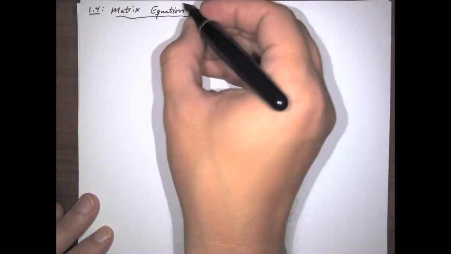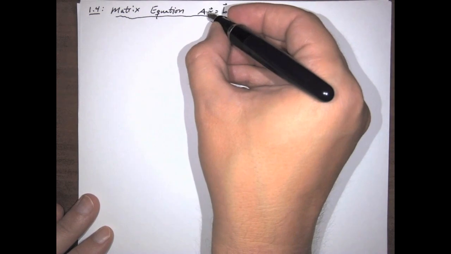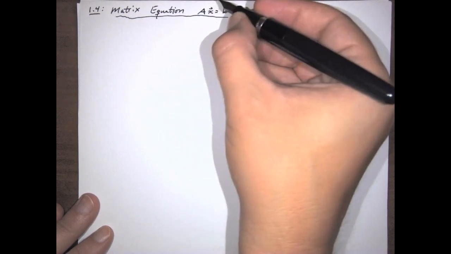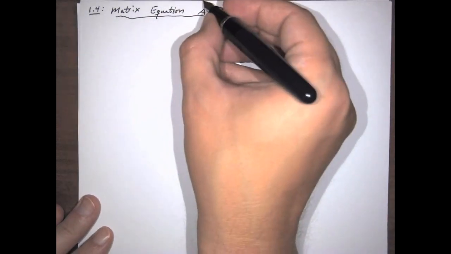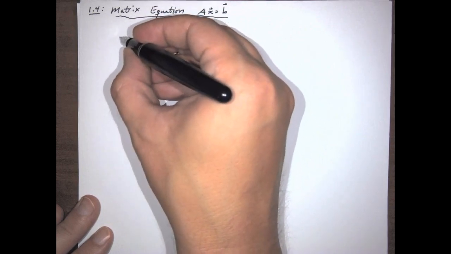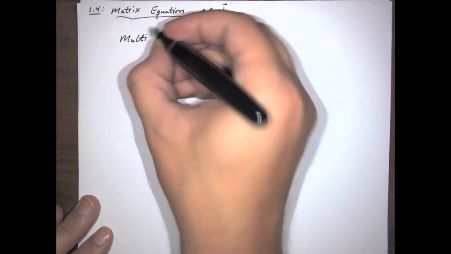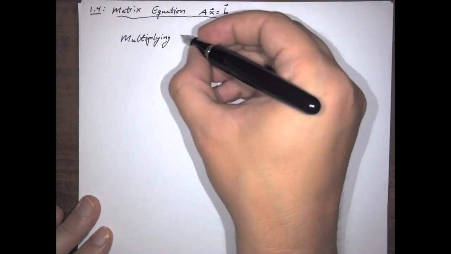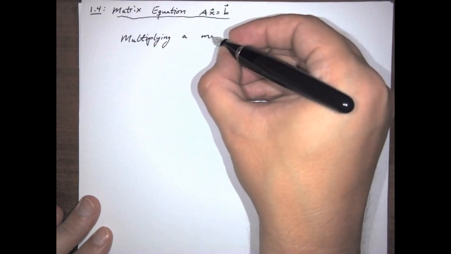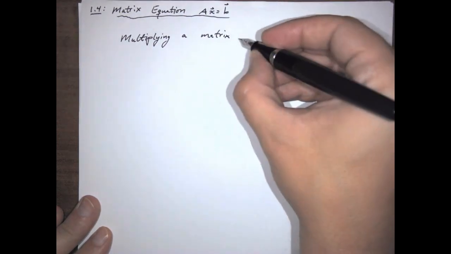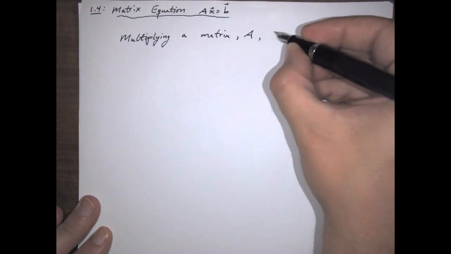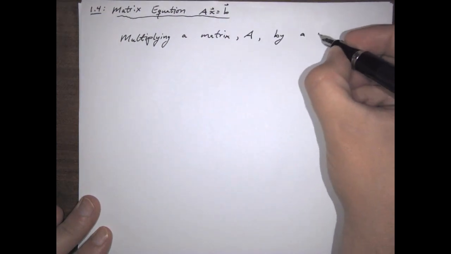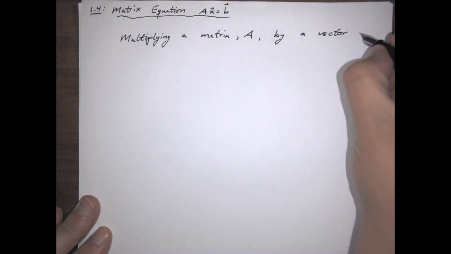Now, first, let's discuss the very notation here. What we have written here is AX, as if there's a multiplication happening. How would a multiplication even happen between, on the one hand, a matrix, and on the other hand, a vector? So let's discuss that. Multiplying a matrix A by a vector X.